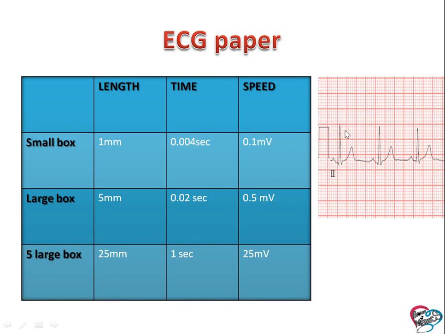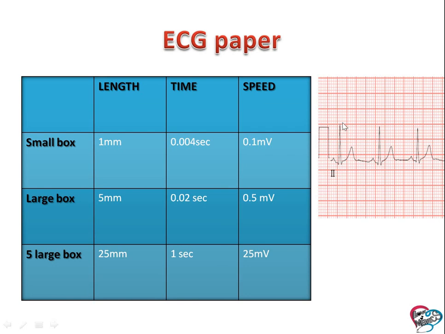We should not take the ECG wave on any paper. We should take the ECG on ECG paper only. It has small boxes and large boxes. This is one small box and this is one large box. One small box length is 1 mm and its timing is 0.04 second and its voltage is 0.1 millivolt. One small box is 1 mm.